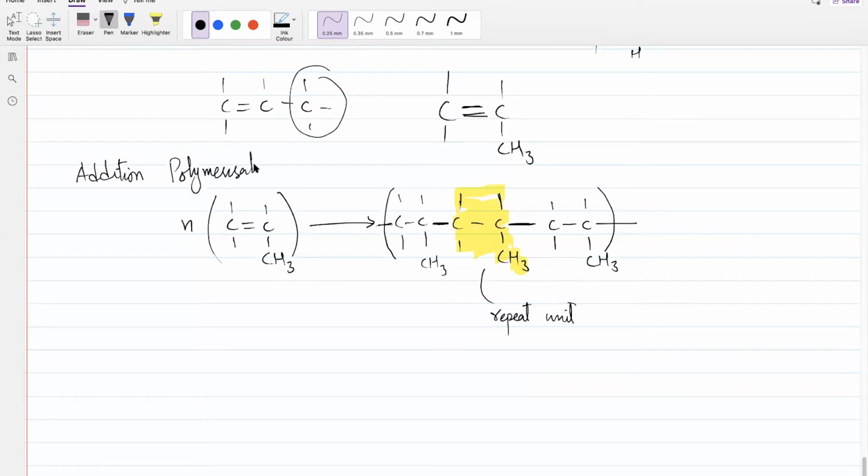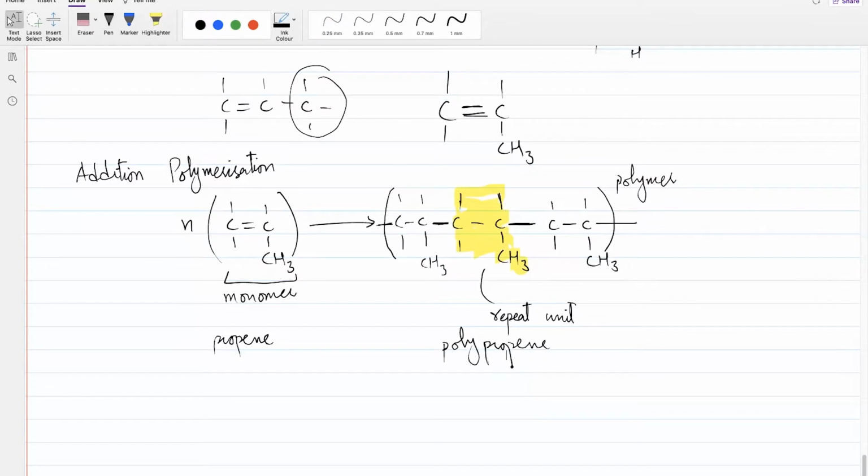Why is it addition? It's addition because it's the addition reaction, obviously. And polymerization because poly means many, mer means structure. You're adding many structures together. So this compound, which was the starting point, we call it monomer. And this whole thing we call a polymer. And just to name it, this monomer was propene. So this thing will simply be polypropene because it is made by joining many propene molecules together through an addition reaction.